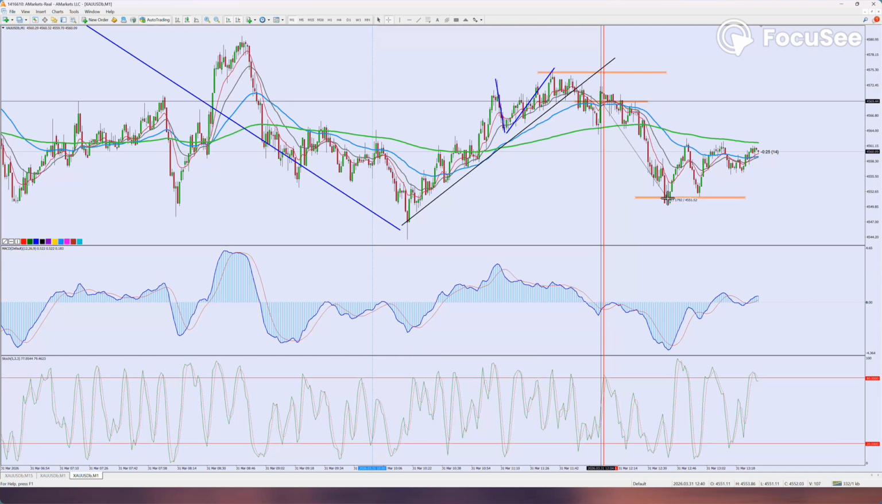All the way down here is 180. So my reward to risk is 3 to 1. I'm going to risk 1 to get 3. Pretty good.